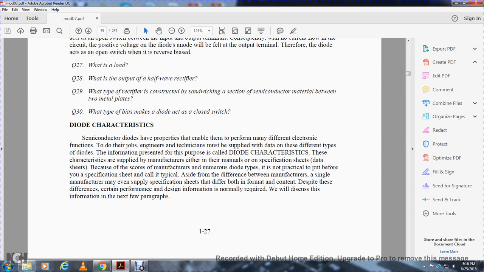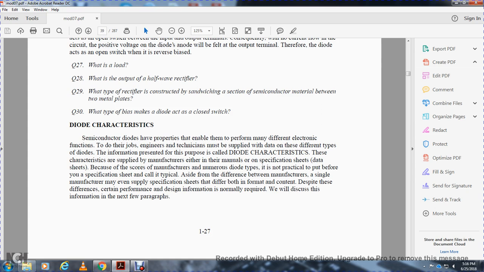Alright, diode characteristics. Semiconductor diodes have properties that enable them to perform many different electronic functions. To do their job, engineers and technicians must be supplied with data on the different types of diodes, with the information presented as diode characteristics supplied by the manufacturer, in a manual, a specification sheet, or a data sheet.